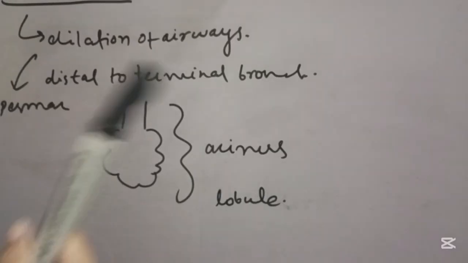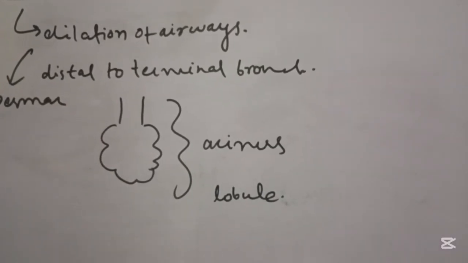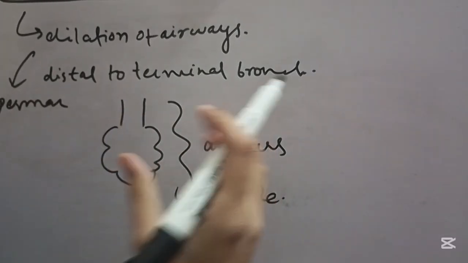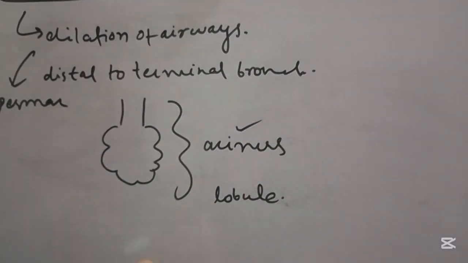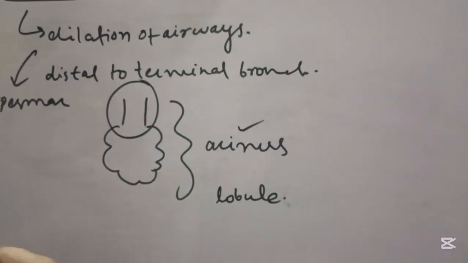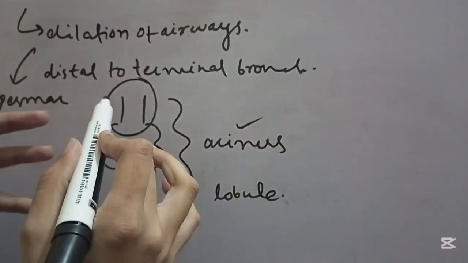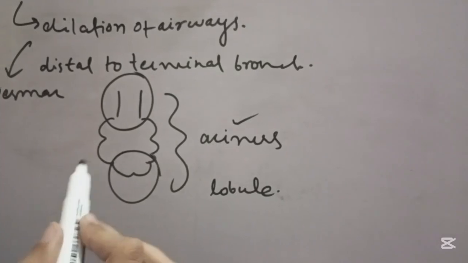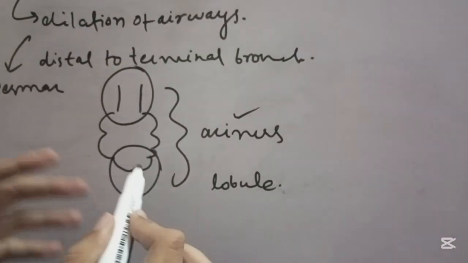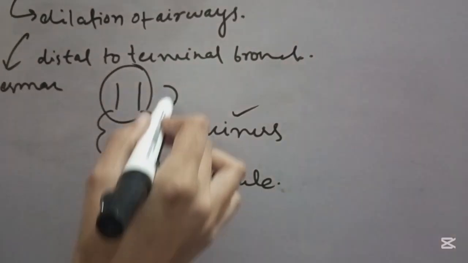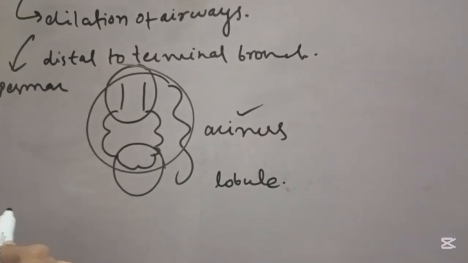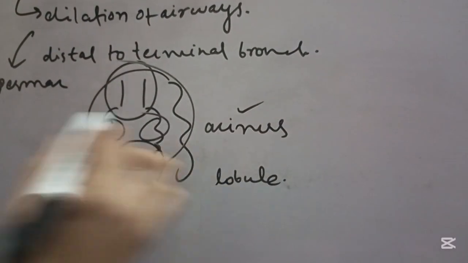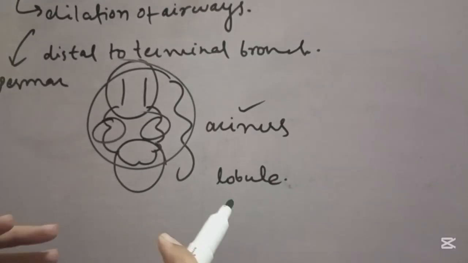So now let's move toward the types of emphysema. The types depend on the location of enlargement within the acinus. If the proximal part is involved, then it is known as Centriacinar emphysema. If the distal part is involved, then it is known as Distal Acinar emphysema. If the whole acinus is involved, then it is known as Panacinar emphysema. And if some irregular areas are involved, then it is known as irregular emphysema.